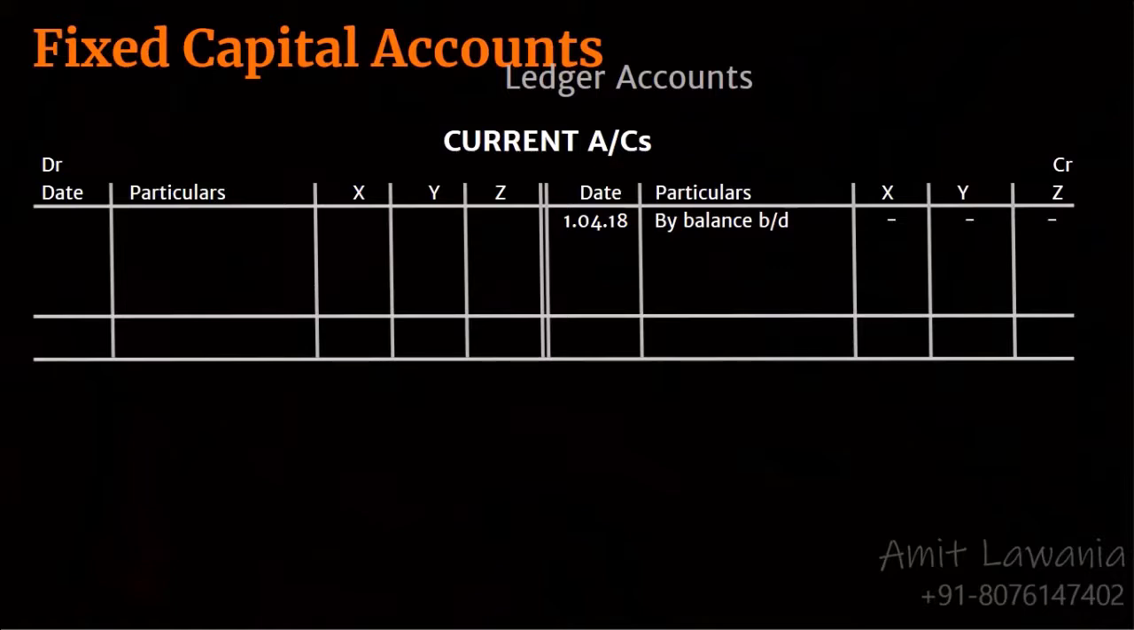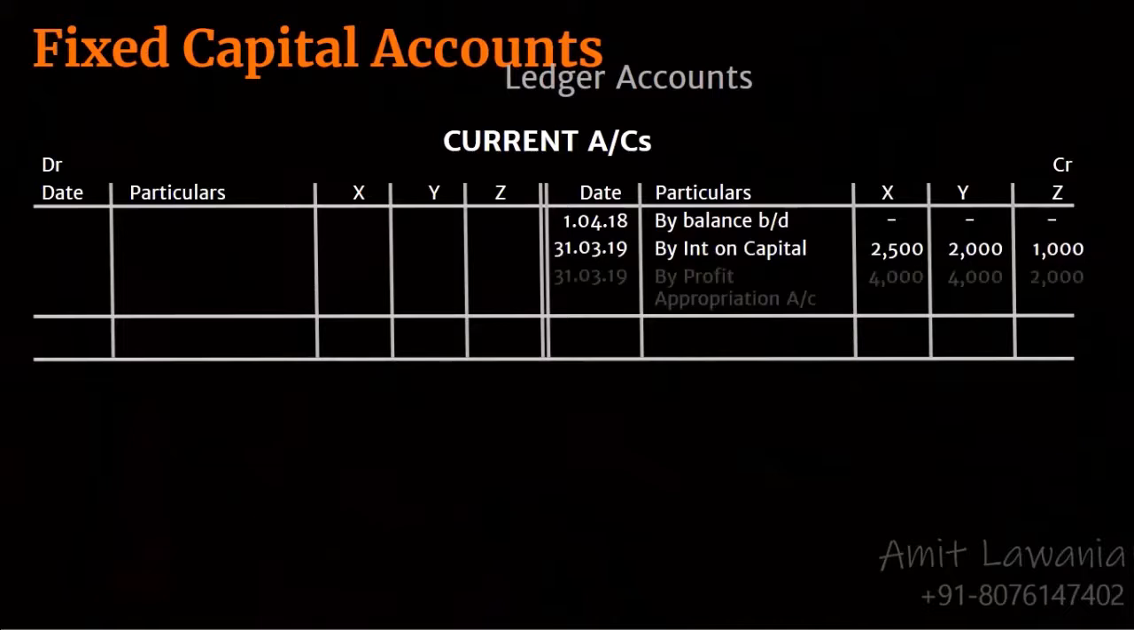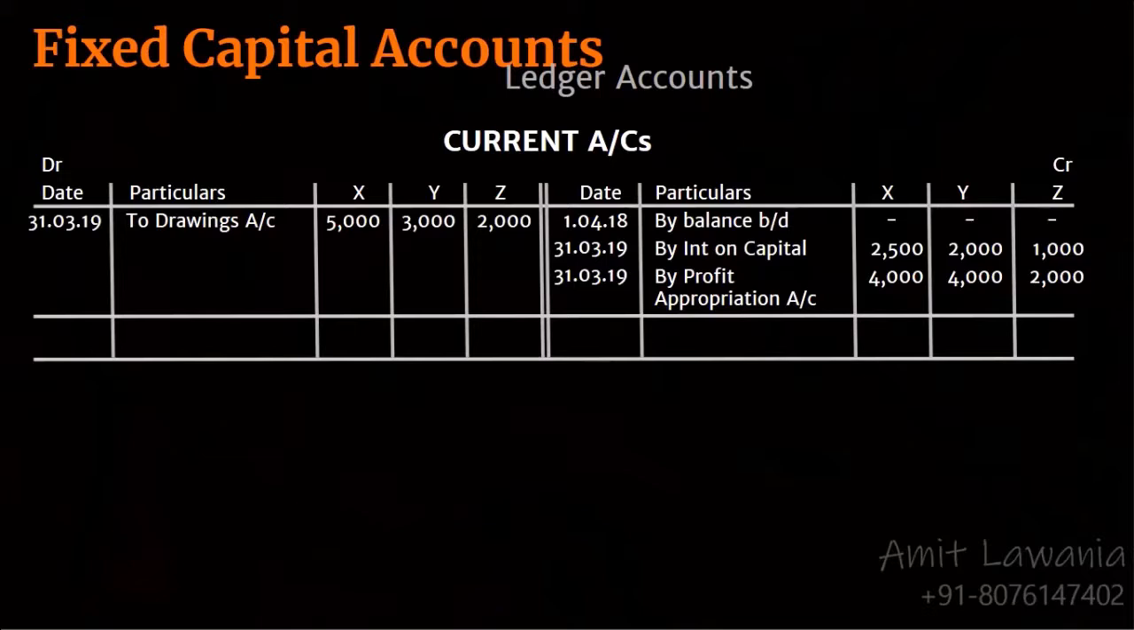Next, we start passing all the entries from the profit appropriation account and given in the question for each partner. First is the interest on capital being credited to the current accounts this time. Then the distributed profit from the profit appropriation account, again going to the current accounts. The drawings are entered on the debit side just as they were done for the capital account in the earlier method, but this time they are shown in the current account, and the interest on drawings as well.